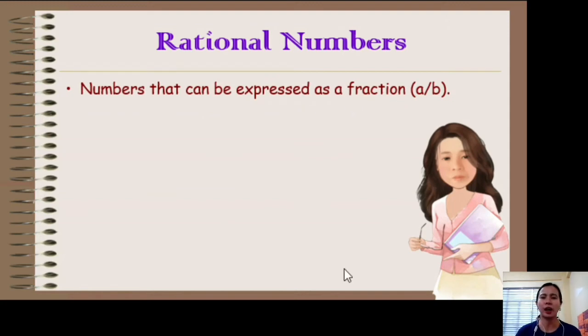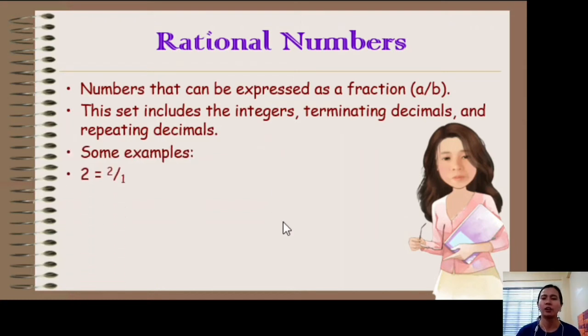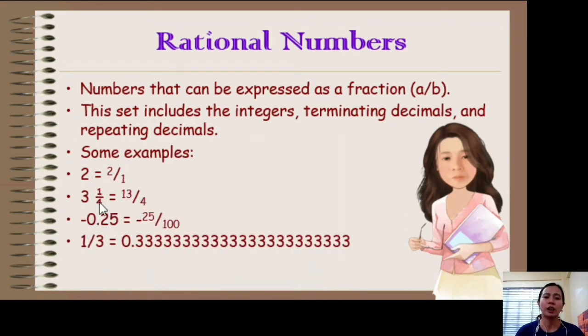Let's have rational numbers. Rational numbers are numbers that can be expressed as a fraction or a over b. A is the numerator, then b is the denominator. So that is a fraction. This set is the integers, terminating decimals, and repeating decimals. These are some of the examples. 2 is equal to 2 over 1. If we're going to write the number 2 as a fraction, it becomes 2 over 1. 3 and 1 over 4 is also 13 over 4. 4 times 3 is 12 plus 1, that is 13. Then copy the denominator, so 13 over 4 is also a rational number.